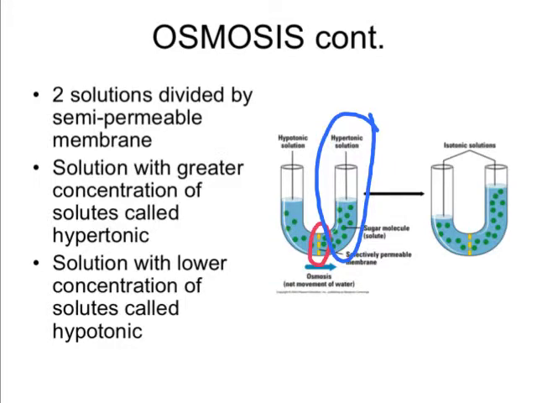So basically, another way we can think of it is it has more sugar molecules than water. Okay, so it's got a lot of sugar molecules and kind of less water molecules than the solution on the left, which has a lot more water molecules and a lot less sugar molecules than the other solution. So we call that hypotonic.